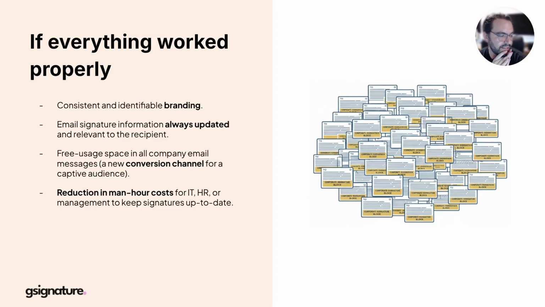And here's where it gets interesting in the third point. Once you solve the basics with centralized control, you unlock a huge opportunity. Every single email leaving your organization, like the ones on the image here, now has a dedicated space, real estate, if you want to call it that way, at the bottom. A built-in ad space. This is especially powerful for companies with sales teams. Every outbound email is a potential sales opportunity, as you already know.